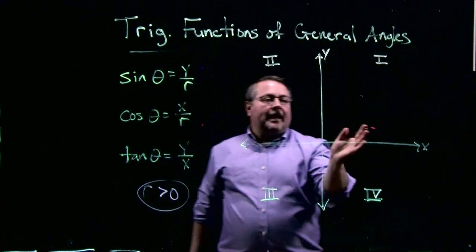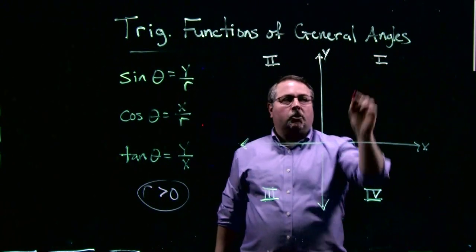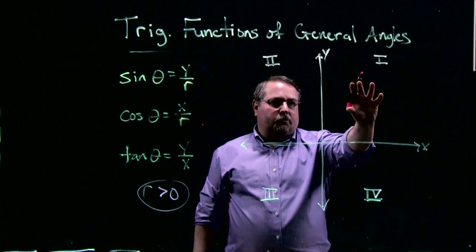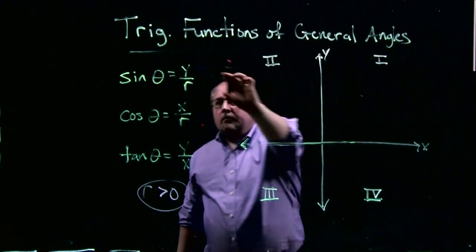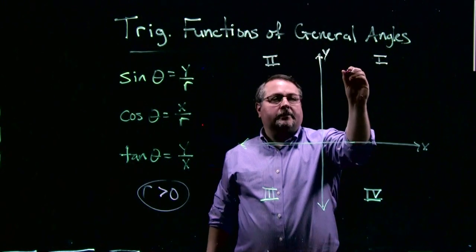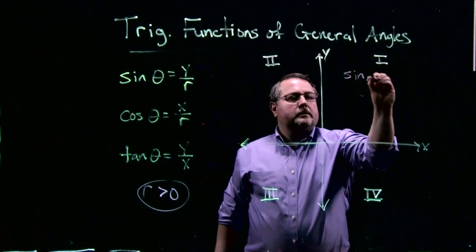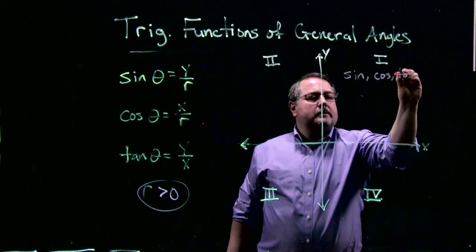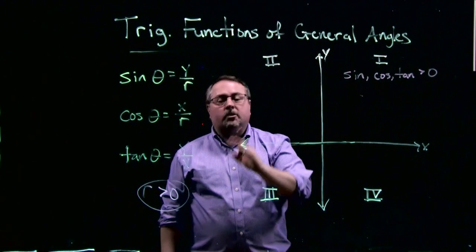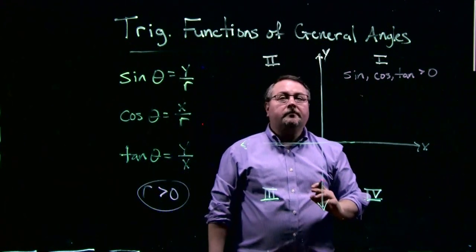Okay, so if we have an angle in standard position that has a terminal side in the first quadrant, x and y are positive in the first quadrant, and therefore sine, cosine, and tangent are all going to be positive. Since if we divide two positive numbers, the result is going to be a positive number.